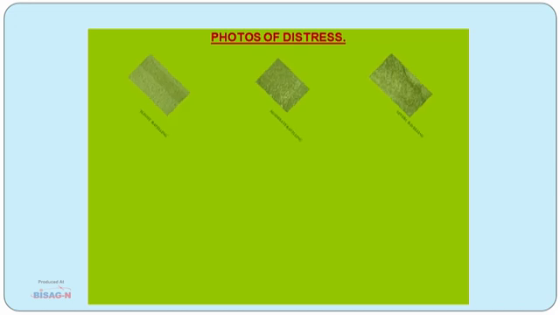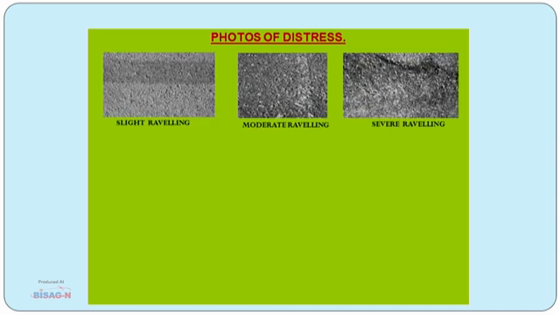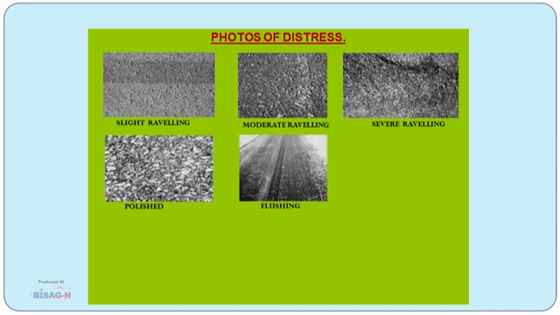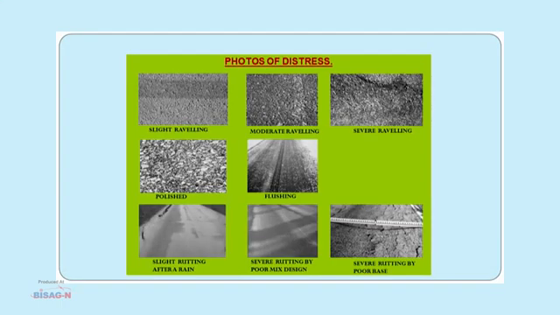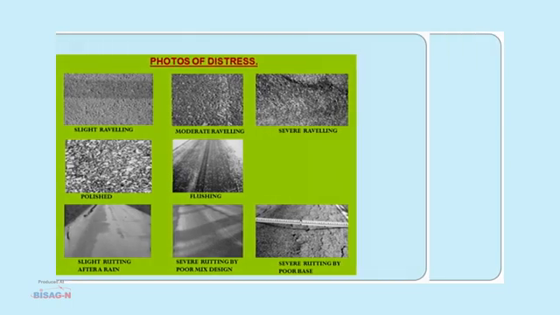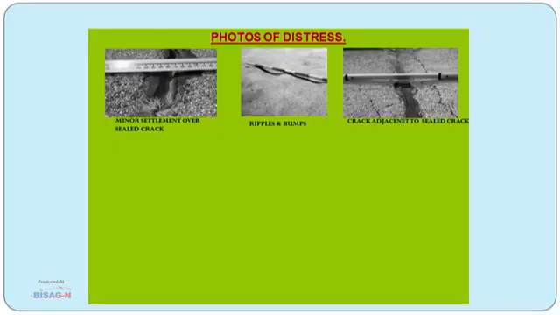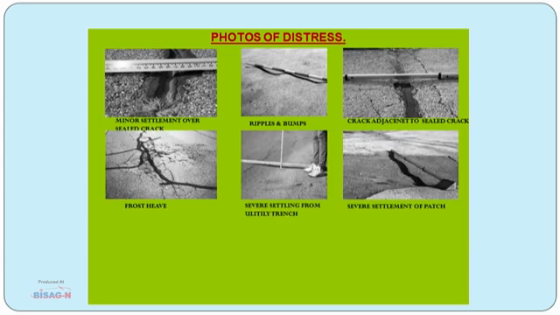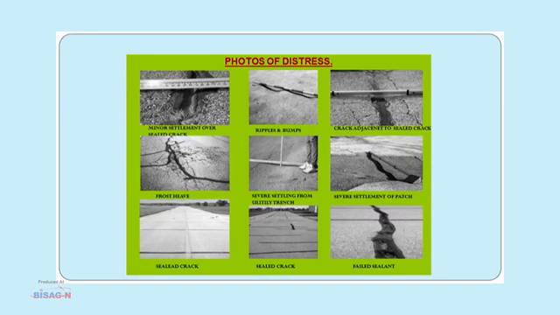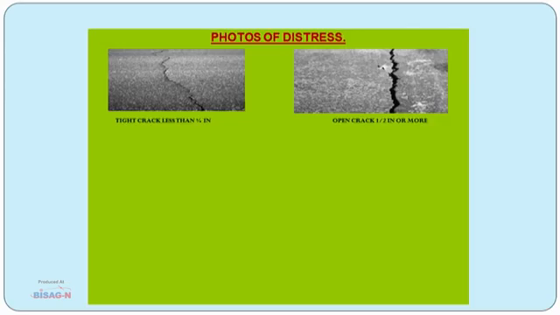These are some photos of the distresses. First is raveling: slight raveling, moderate raveling, severe raveling. Polished, flushing, slight rutting after rain, severe rutting by poor mix design, severe rutting by poor base. Minor settlement over sealed crack, ripples and bumps, crack adjacent to sealed crack. Frost heave, severe settling from utility trench, severe settlement of patches, sealed crack and failed sealant. Next is a tight crack less than 1/4 inch, and an open crack 1/2 inch or more.